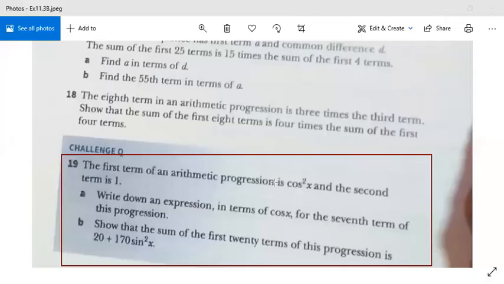The first term of an arithmetic progression is cos square x and the second term is 1. Part A: write down an expression in terms of cos x for the seventh term of this progression. Part B is show that the sum of the first 20 terms is given. So we do part A at first. So now we go back to the whiteboard.